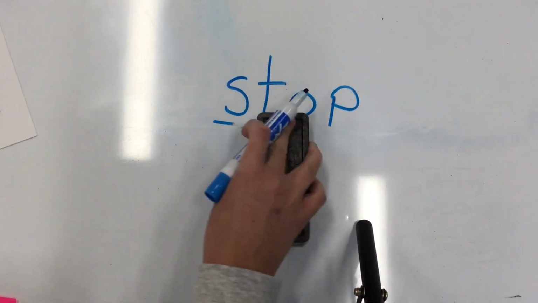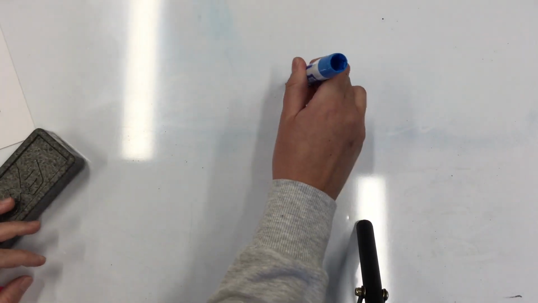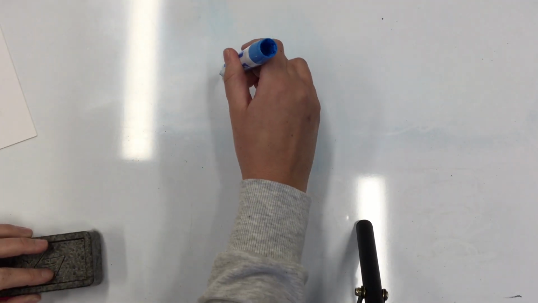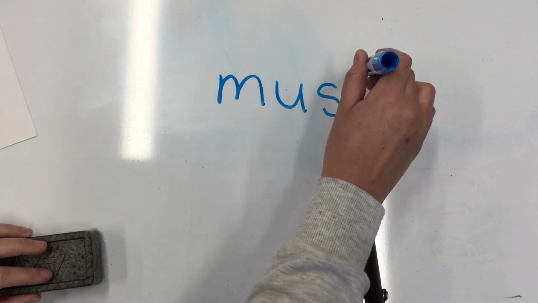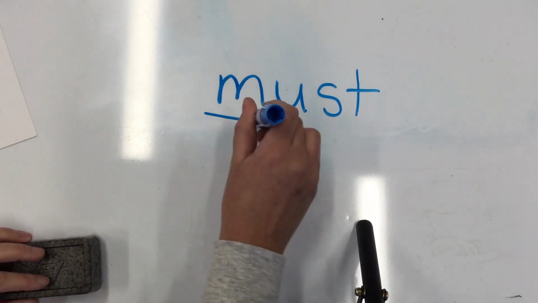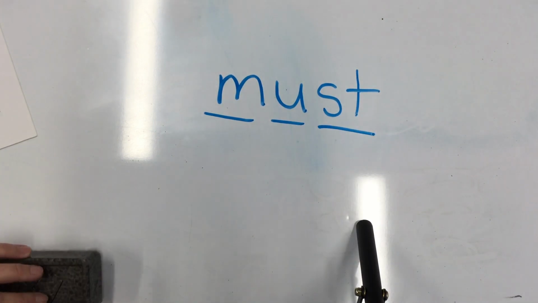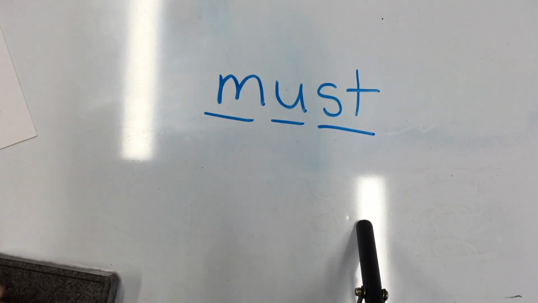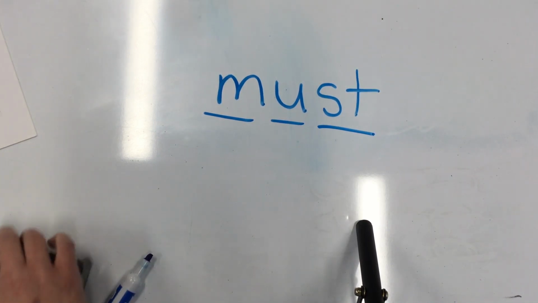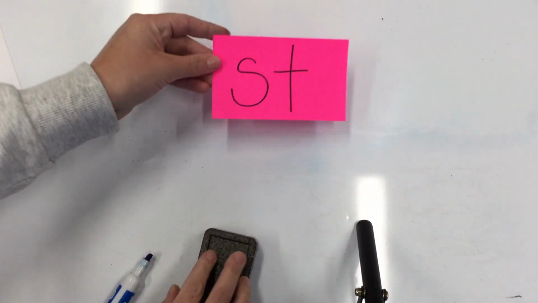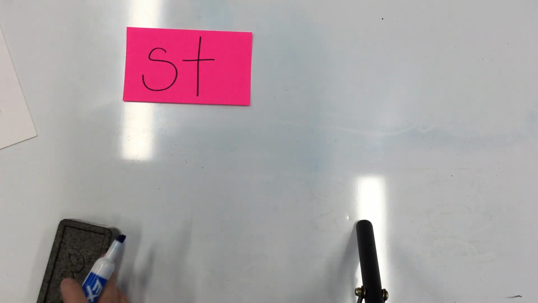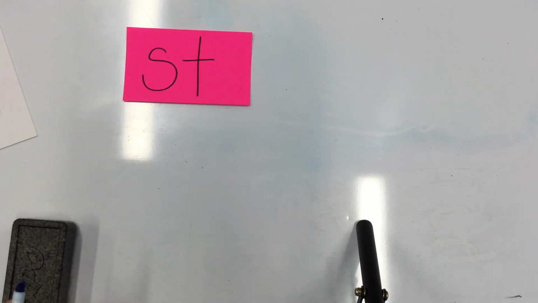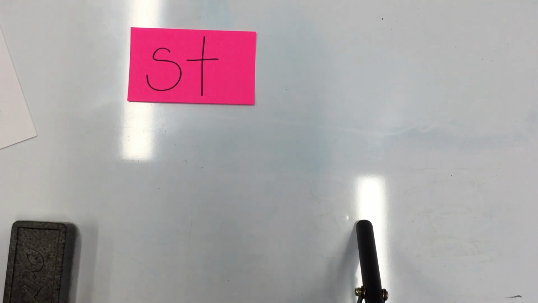But now this consonant blend is going to come at the ends of a word. So let's spell the word must. Must. It comes at the very end of the word, must. So what I want you to do is I want you to write ST on a card or a Post-it note or a scrap piece of paper because we're going to use these like we've been doing, okay? So write this real quick.